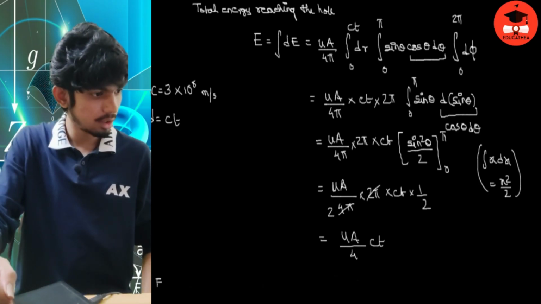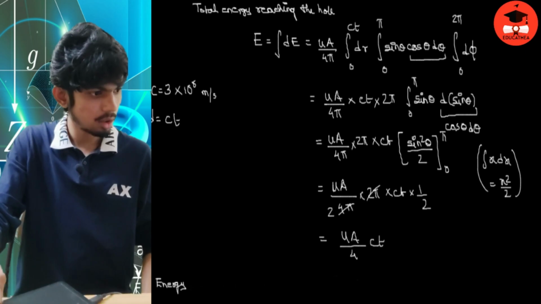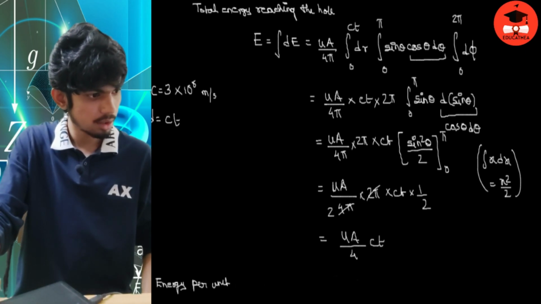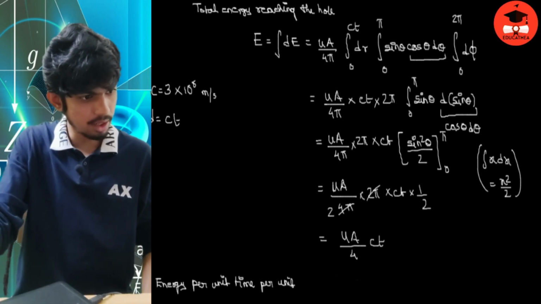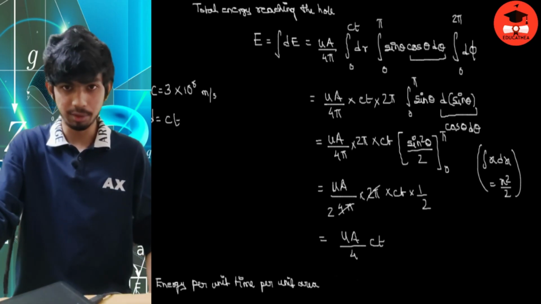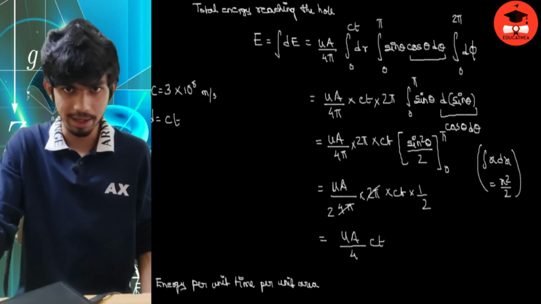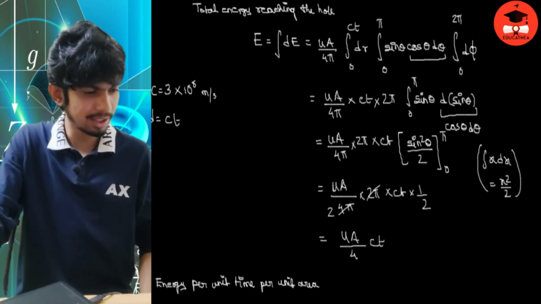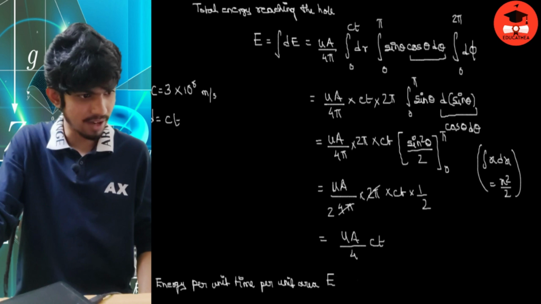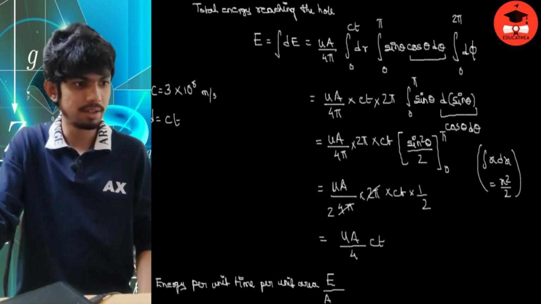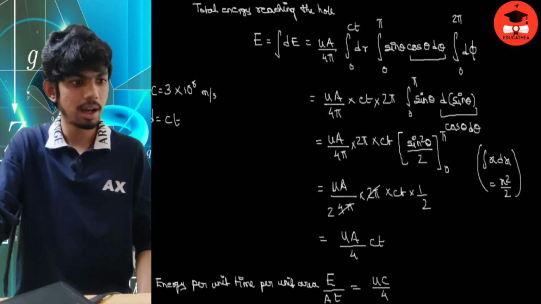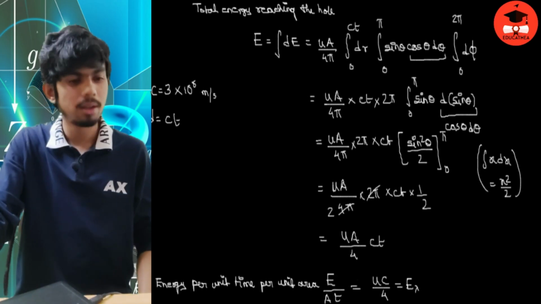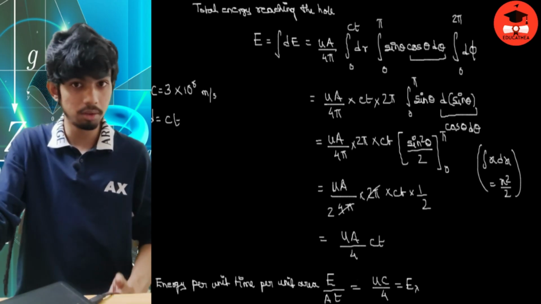Now energy per unit time per unit area, and per unit solid angle is also included because I used the fraction of solid angle in my calculation, will be nothing but E divided by area divided by time, right? And this is nothing but UC by 4. I'll call this E lambda because I'm doing my calculation for a particular wavelength.